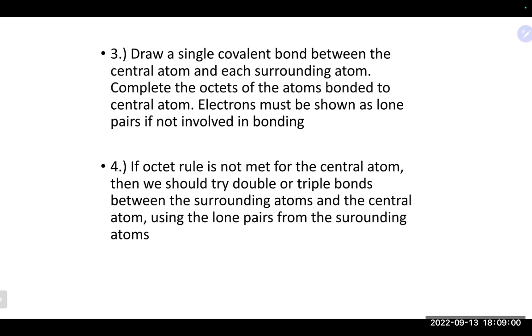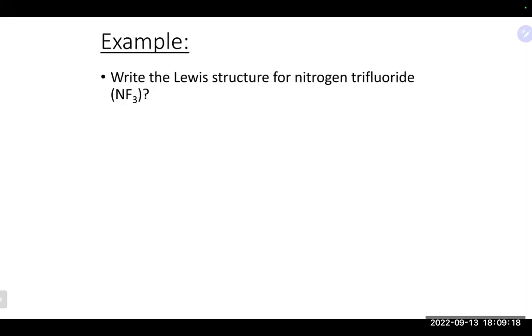If you follow these steps, it should really lead you to a pretty good structure when it's all said and done. Would it always be the best structure? Maybe not, but it will lead you to a pretty good structure. You definitely don't want a double bond or triple bond right out of the box. Any questions on that there? All right, so let's take a look at one here together.